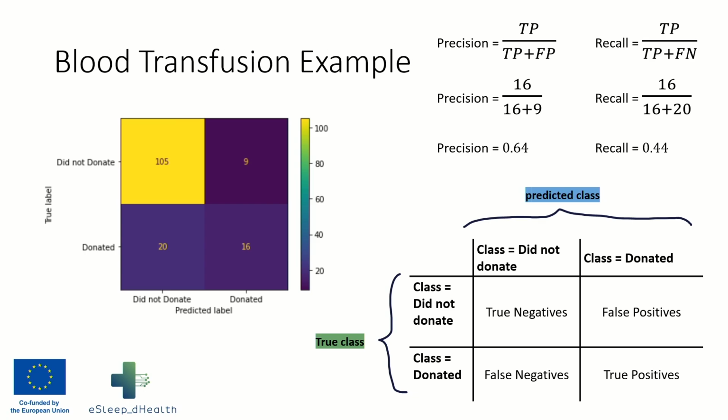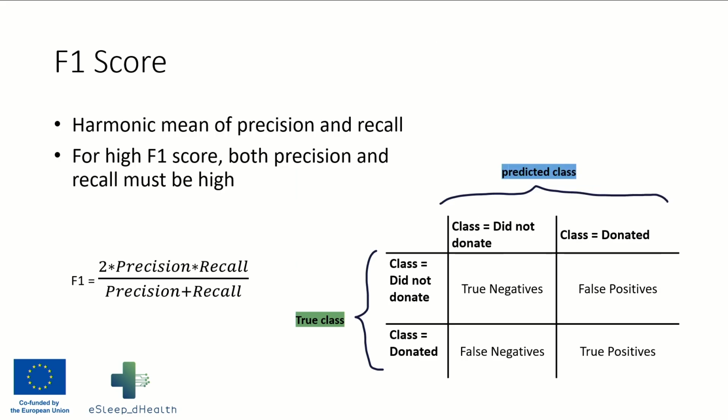Okay. But most of the time when we do machine learning, we want to be both. We want to be precise, but we also want to identify as many positive examples as possible. So now I will introduce you to a very common metric in machine learning. It's the F1 score. And this is the harmonic mean between precision and recall. So for a high F1 score, we need both high precision and high recall. The formula is 2 times precision times recall divided by precision plus recall.